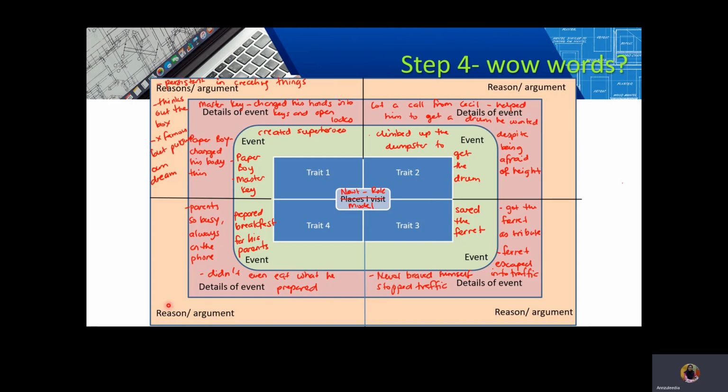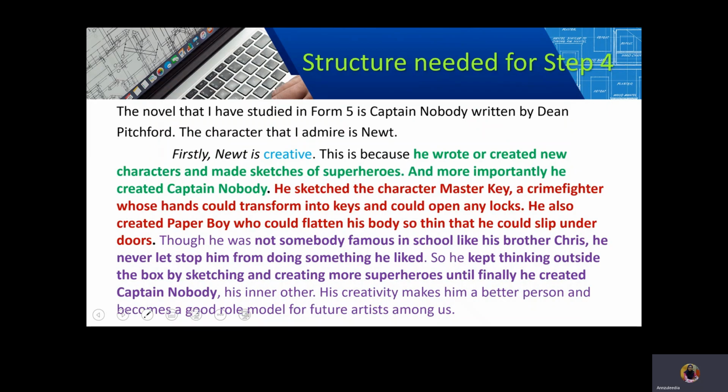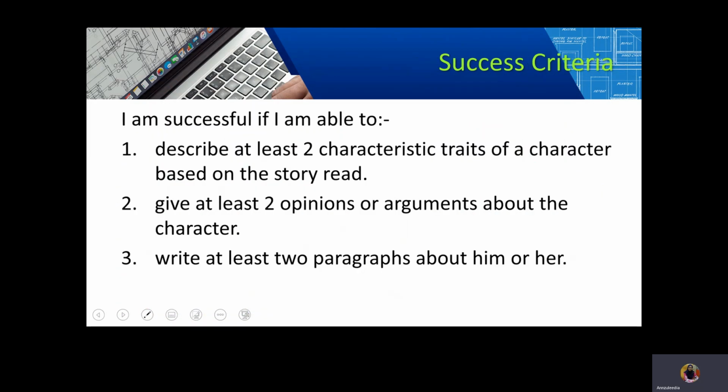Now, there are 4 quadrants here. Most of the time, you only need to find 3 content points. So what you can do here is choose the best content points that you think might get you better marks. All right, okay. Now, like I said, this is a sample that we have done just now.